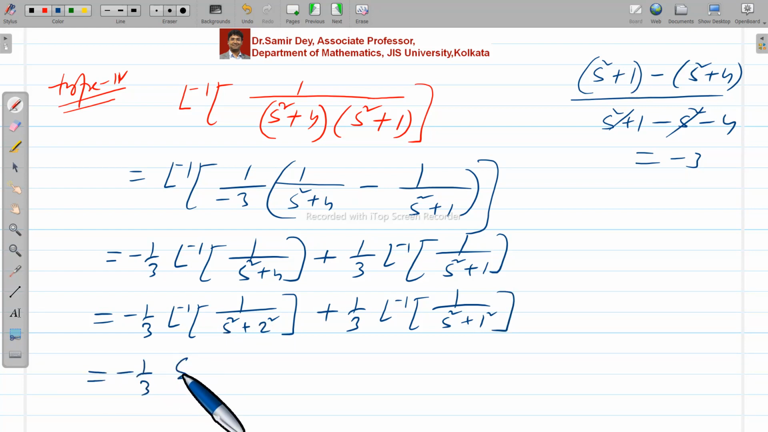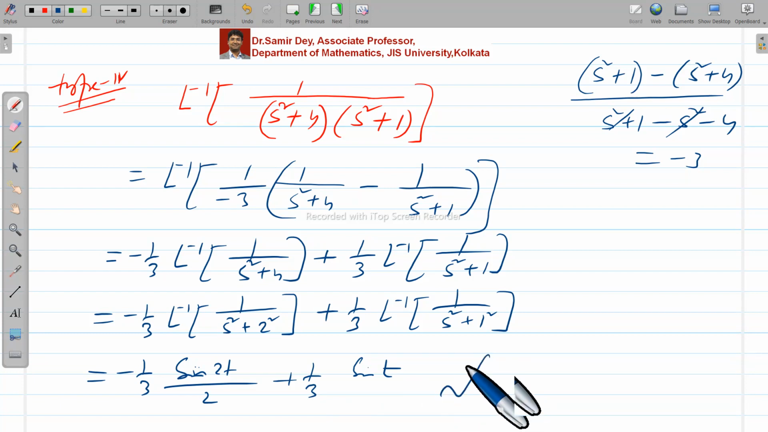It is your sine 2t by 2. And from here 1 by 3, it is coming sine t, sine t by 1. So you may write sine t. Okay. I think it is very easy. Just separate and find the result. Clear?